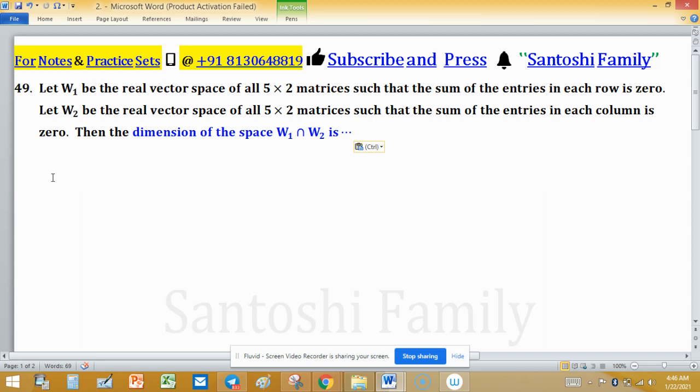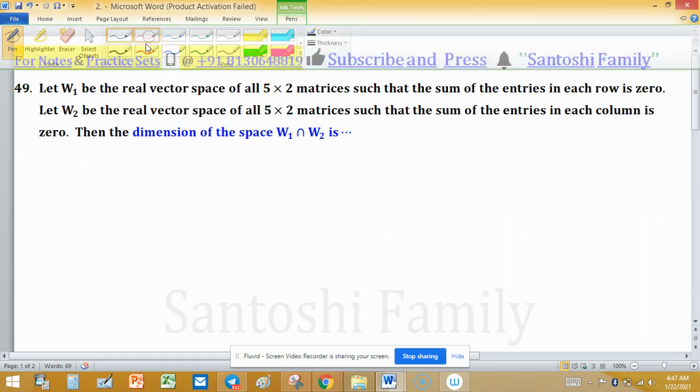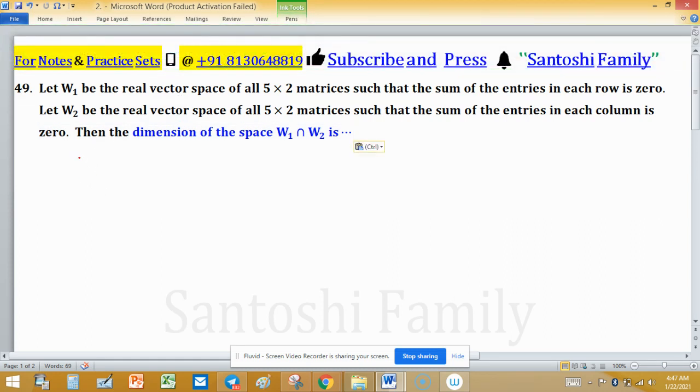So this concept is more general and easy. As W1 or W2 has matrix size 5 by 2, normally it will look like A, B, C, D, E, F, G, H, I, J. This is the format of the elements either in W2 or in W1.